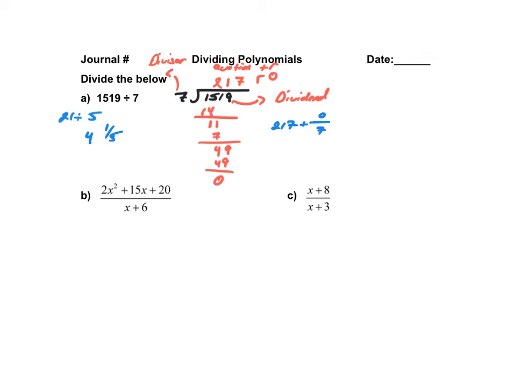Okay, so now let's go down and take a look at a polynomial example. Any questions so far? Okay, so we divided, then we multiplied, then we subtracted, then we brought down if we needed to.